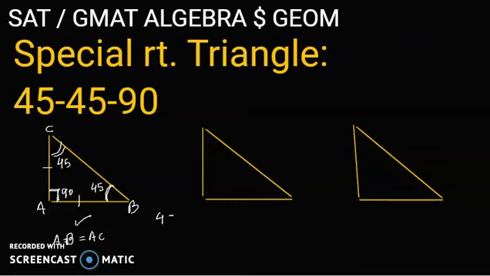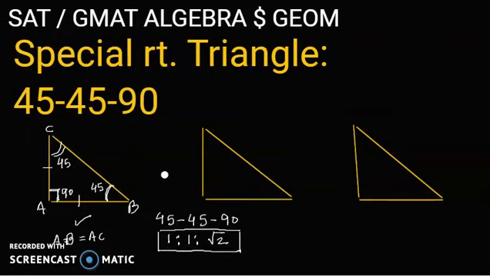In a 45, 45, 90 triangle, if you compare the sides, you will find the sides to be in the ratio 1 is to 1 is to root 2. That means the two equal sides which are opposite the 45 degree angles are 1 is to 1, and the third side, that is the hypotenuse, is root 2. So you have to just memorize this ratio, because questions we are going to solve using this ratio only.